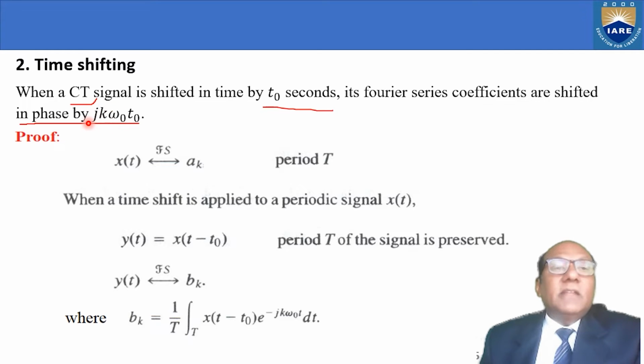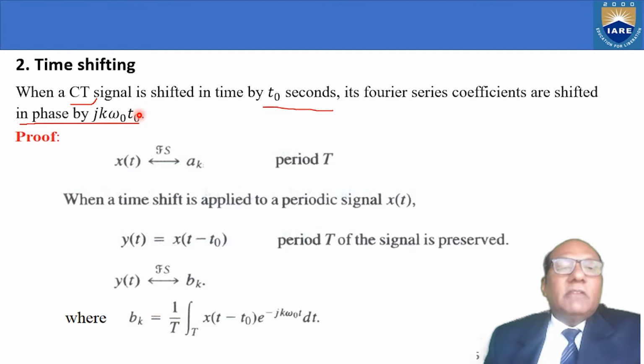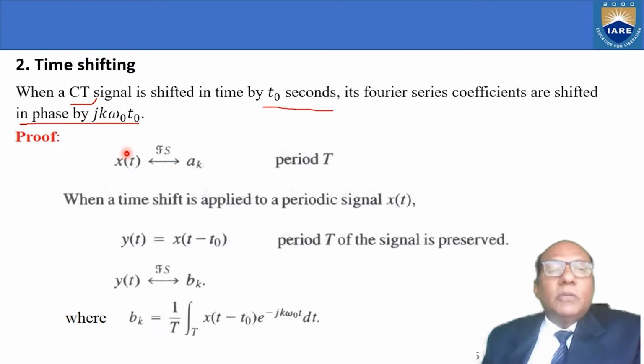What it means here is that for a given t naught, the phase is directly proportional to the harmonic number. That means it is proportional to omega naught and it increases as the k number increases. It is linearly increasing with the frequency for a given t naught. So this is what we have to prove. So let us consider this signal.